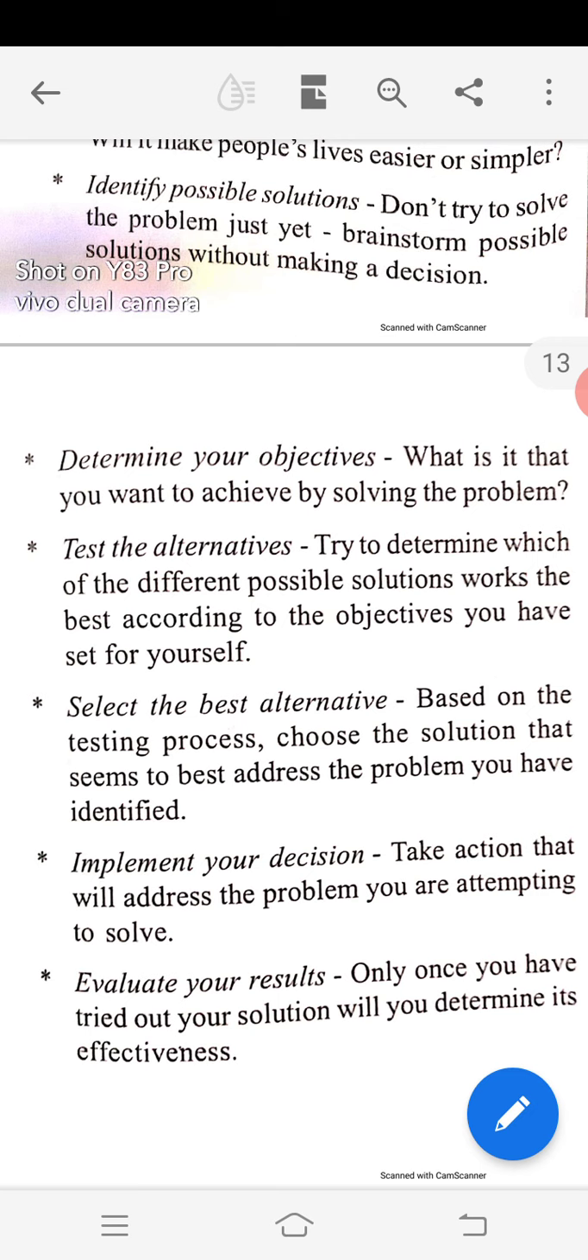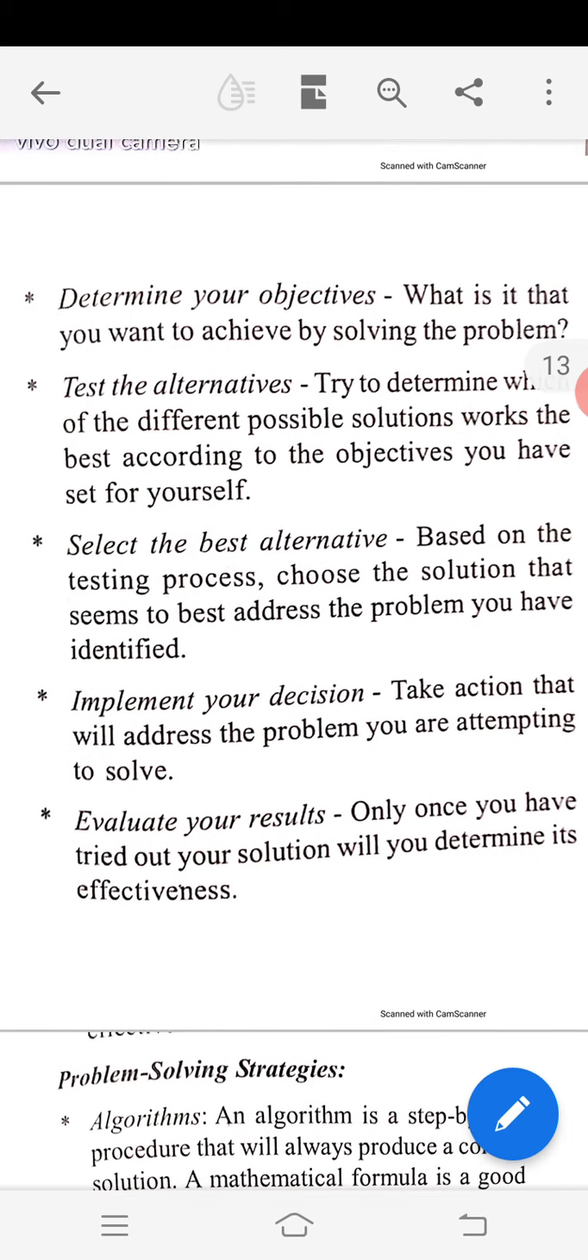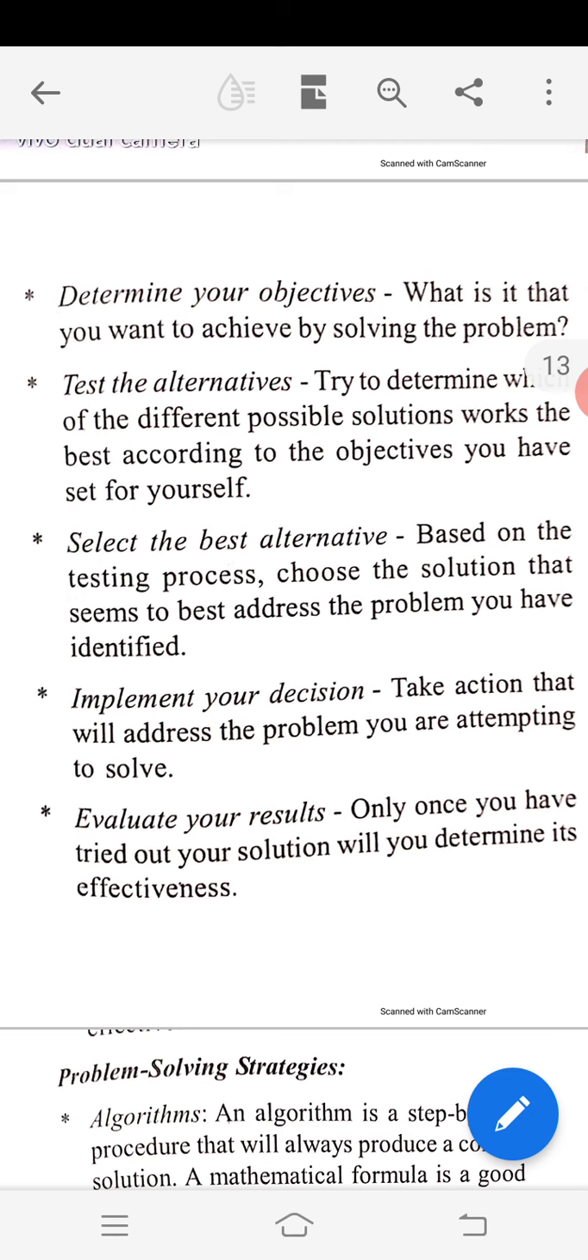Whatever approach you select, the decisions taken to solve the problem will be implemented. Then evaluate your results and find out the effectiveness of the decisions in solving the problem.